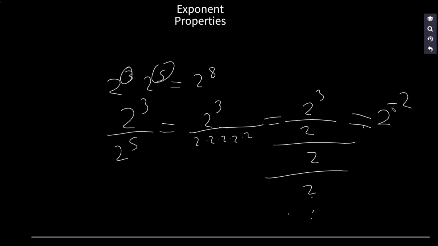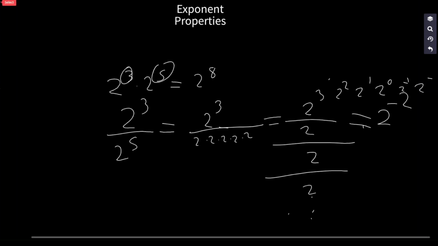And if you don't see how I got this number, 2 to the 3rd reduced by 1, that's 2 squared. Reduced by another 1, that's 2 to the 1st. Reduced a 3rd time, that's 2 to the 0th. Reduced a 4th time, that's 2 to the negative 1st. And reduced the 5th time, that's 2 to the negative 2nd power.